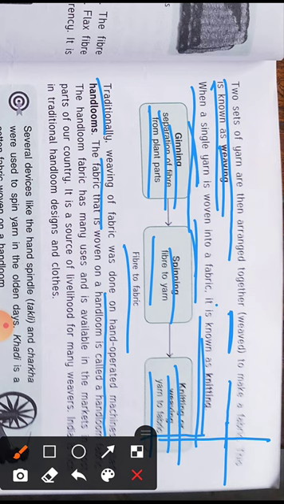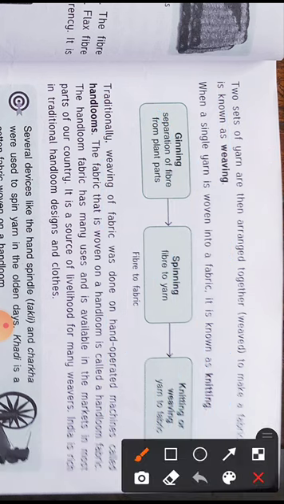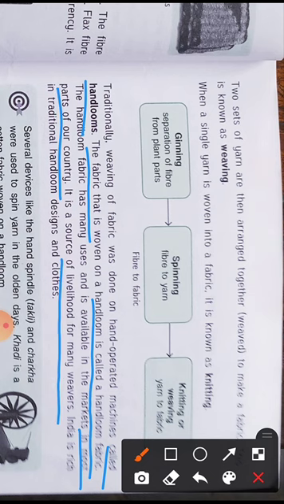These machines were hand operated, called handlooms. The fabric that is woven on a handloom is called handloom fabric. The handloom fabric has many uses and is available in the markets in most parts of our country. It is a source of livelihood for many weavers. Their culture is to weave clothes, and they survive on weaving only.